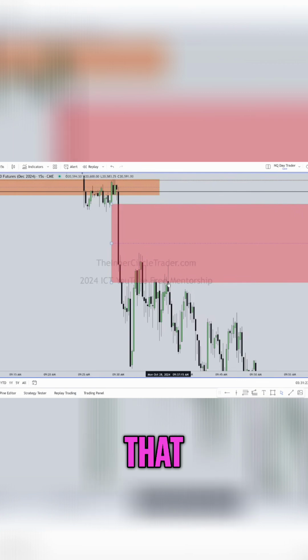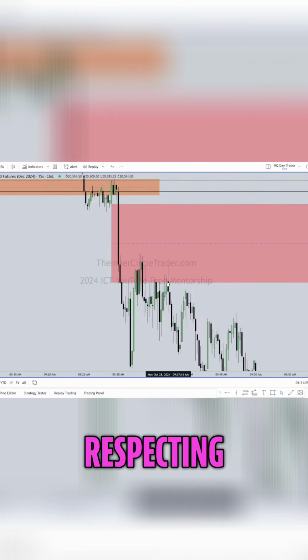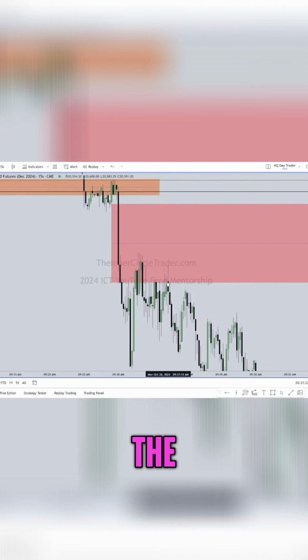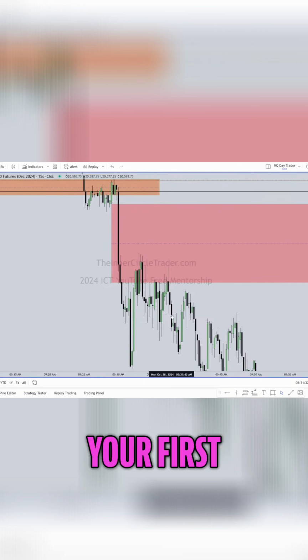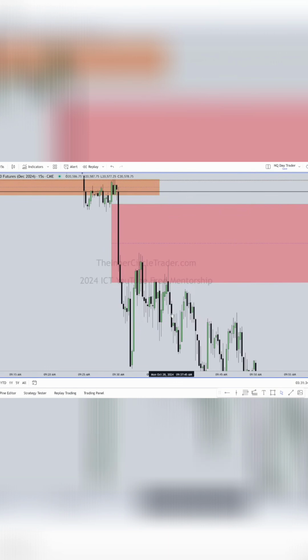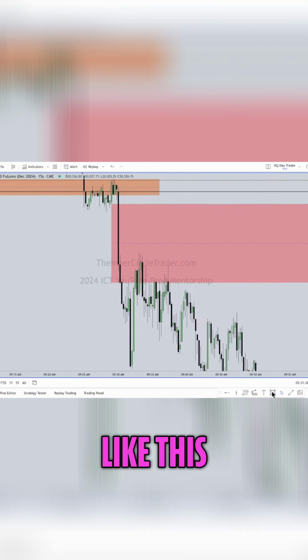The low of that is supporting and respecting the bodies, or rather the bodies are respecting the low of that. And then we displace there. It drops aggressively. And then you have your first clean fair value gap right there. See it? Right here? So it looks like this.